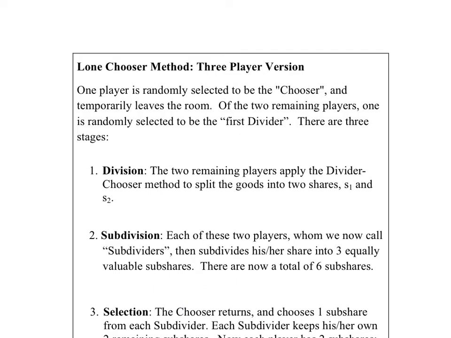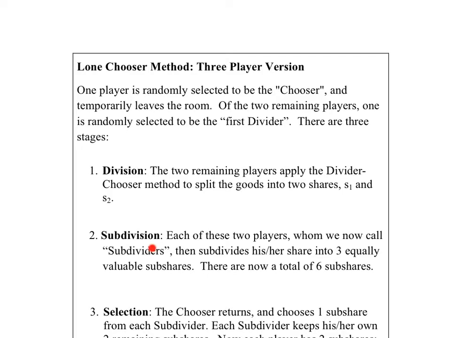Here now is the official statement of how the lone chooser method works for 3 players. 1 player is randomly selected to be the chooser and temporarily leaves the room. He plays no role until the very end. Of the 2 remaining players, 1 is randomly selected to be the first divider. There are 3 stages. At the very first stage, the 2 remaining players, the ones who are not the chooser, the ones who are still left in the room, apply the divider-chooser method between the 2 of them to split the goods into 2 shares that we call S1 and S2.